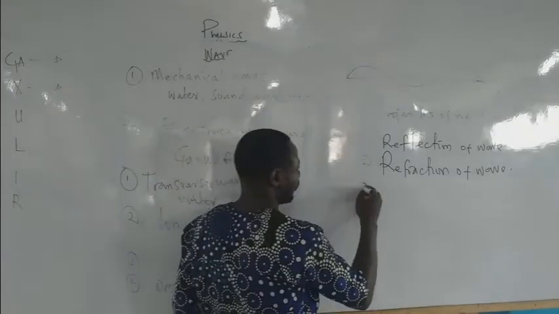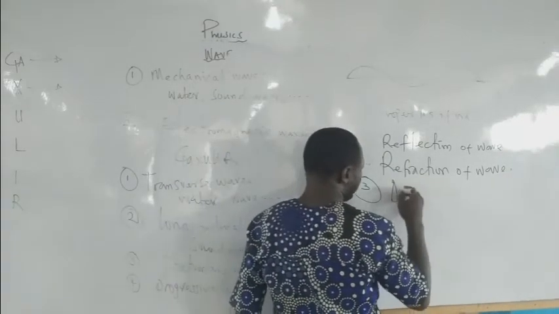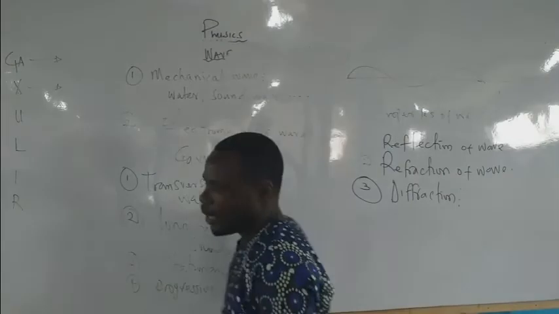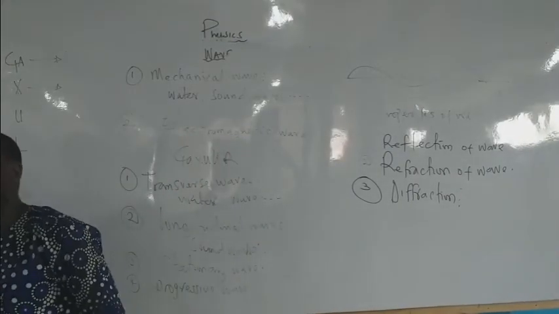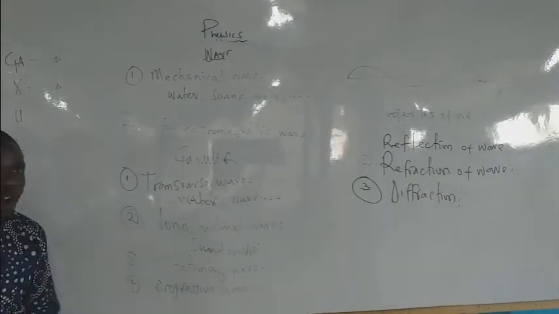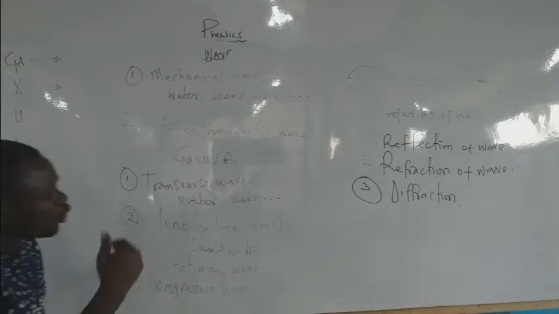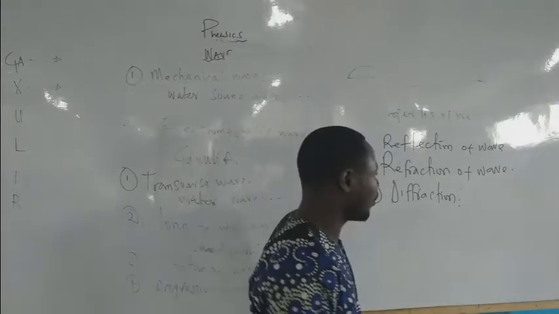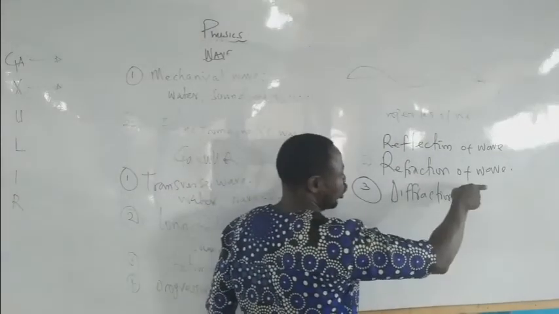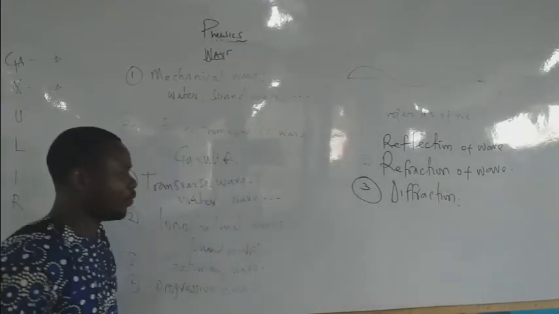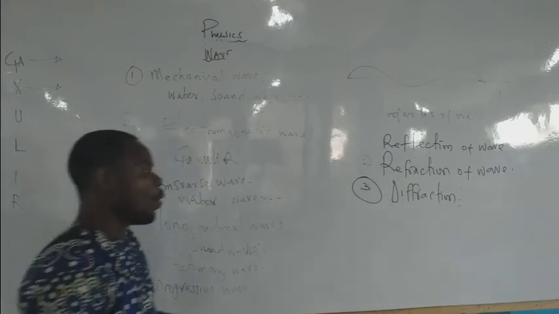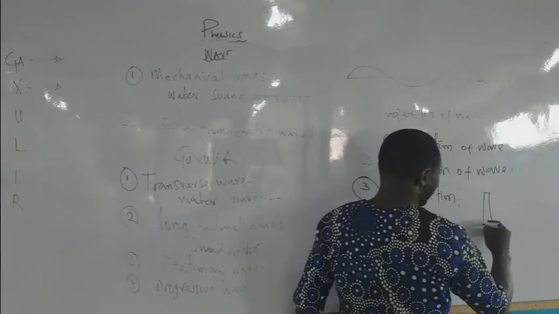The next one is number 3, which is diffraction. What is diffraction of wave? Diffraction of wave is bending of wave through small openings or gap. Again, bending of wave through small openings or gap in the same medium. The previous one is also bending of wave, but in different medium, while this one is the same medium. And when you see something like this, we have a slit.